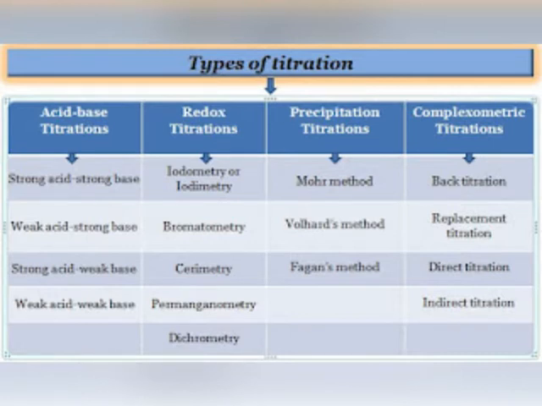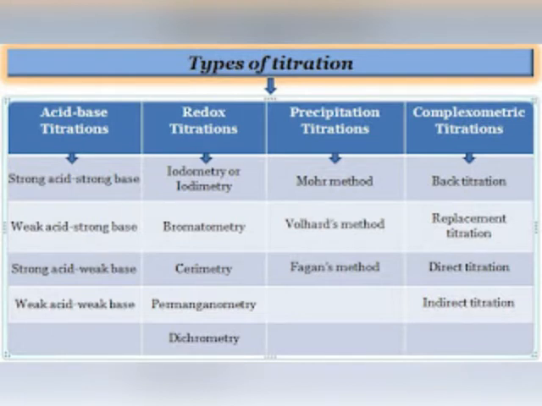These are the types of precipitation titrations. First, we have Mohr's method. We also have Volhard's method. And lastly, we have Fajans' method.